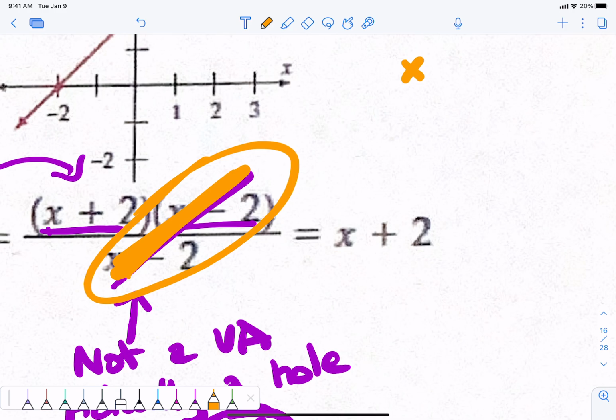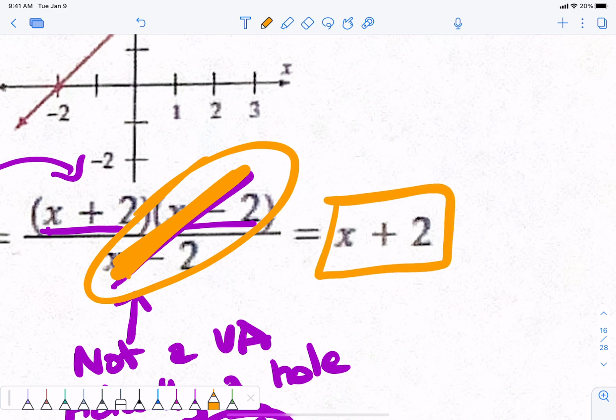Okay, now, what's left over? This is kind of fancy. What's left over if we cancel it out? If it's gone, it's just x plus 2. What type of function is that? It's a line. It's just a line. This is a linear function. y equals x plus 2. It's not even a rational function anymore, right? So y equals x plus 2.